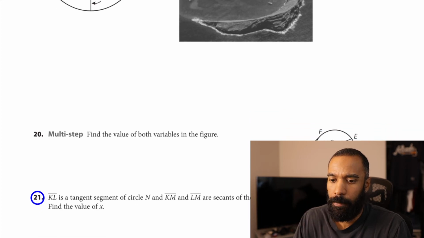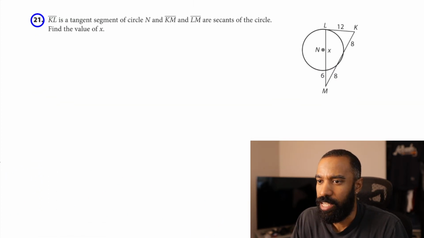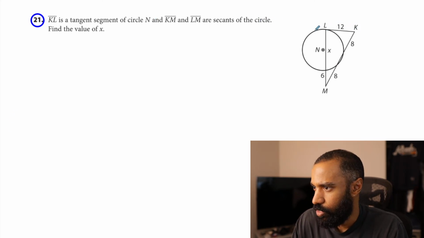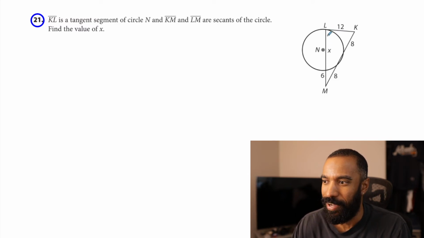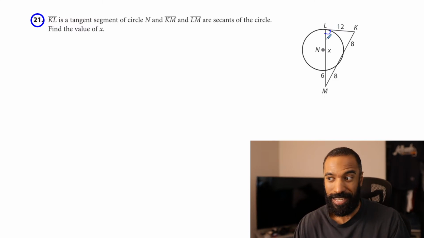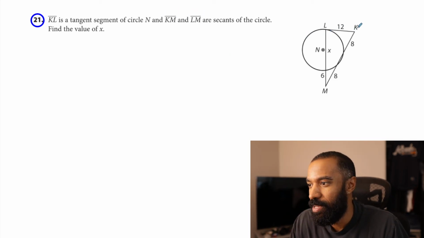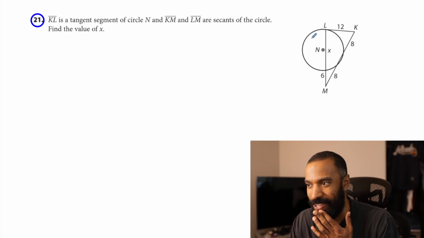Okay, last one, number 21. KL is a tangent segment of circle N. KL is tangent to the circle. Oh, but this isn't a diameter, so I was going to put a right angle there, but it doesn't intersect the radius. And KM and LM are secants of the circle. Find the value of x.